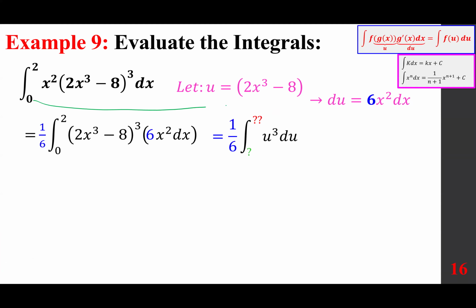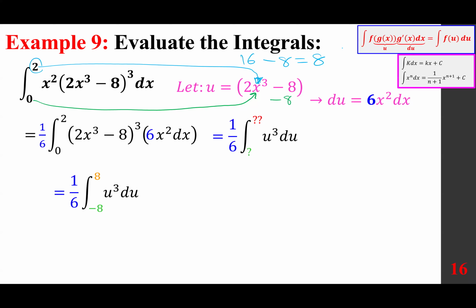If I put the 0 in here, I get just 0 minus 8. If I put 2 here, 2 cubed is 8. 2 times 8 is 16. Minus 8 is 8. So it's going to go from negative 8 to 8. Okay? And 1/6 remains. u cubed gives us 1/4 u to the power of 4. We're going to put these two together and make it 1/24, and we're going to keep it outside. That's what we are going to evaluate.